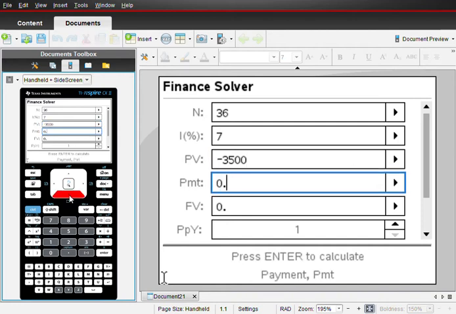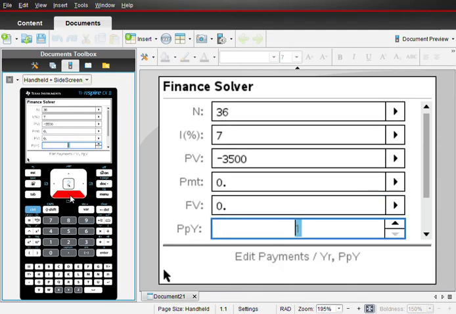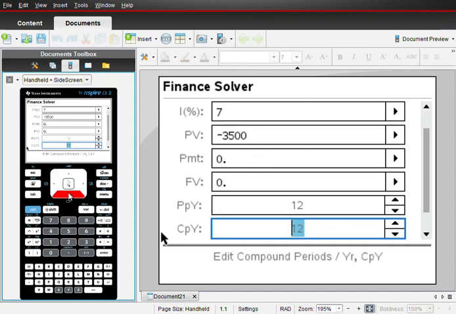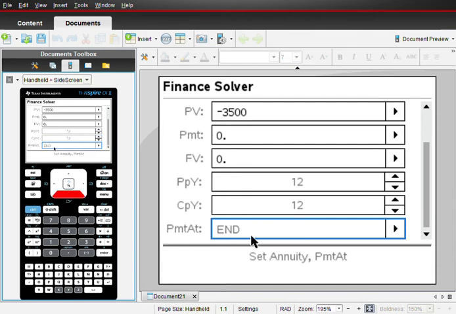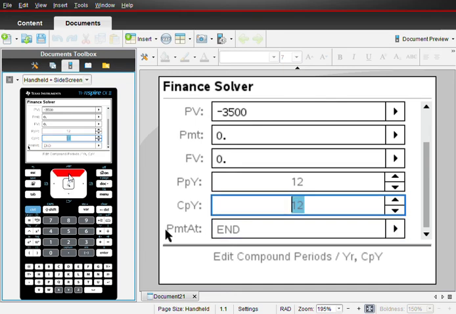On a simple problem like that, where the money is just sitting in the bank, the payment is always zero. And we'll just leave the future value as unknown for right now. These last two numbers are really the number of periods per year. And if it's monthly, that would be 12. So we'll just leave those last two as 12s. By the way, you want to make sure that this last option is always set to end. We don't use that in this problem, but later on we will.